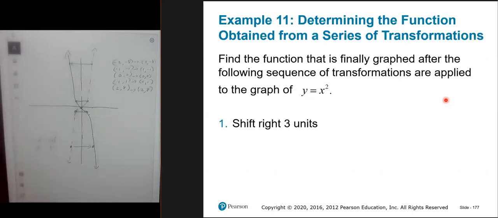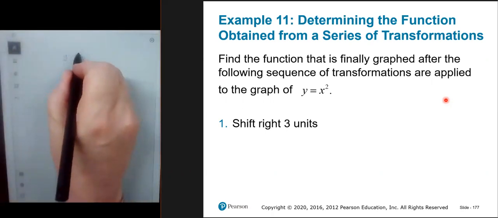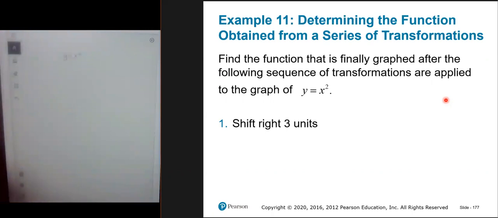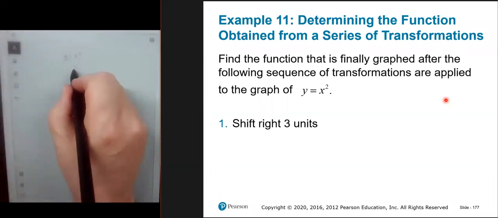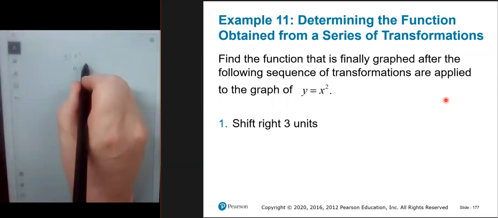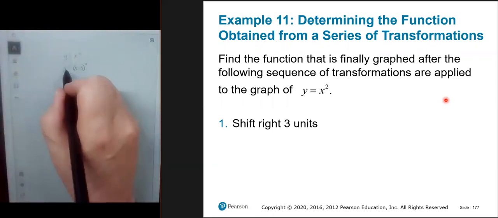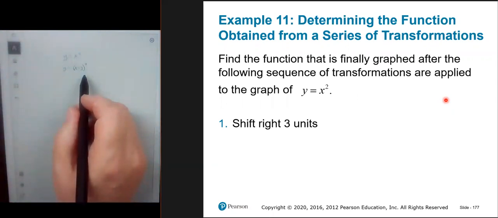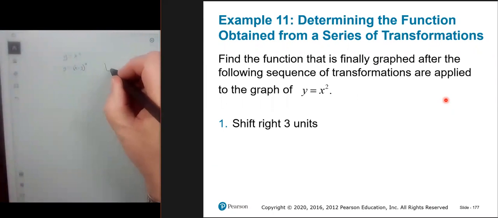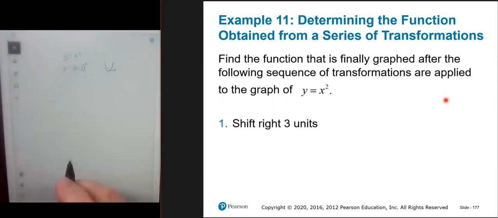Determine the function obtained from a series of transformations. So we're starting with y equals x squared. I'm shifting it 3 units to the right. That means I'm changing my x values. A shift to the right means we're subtracting from the x in the function. So this is going to be (x minus 3) squared. This shows the shift to the right 3 units. So x squared here got moved this way 3 units.